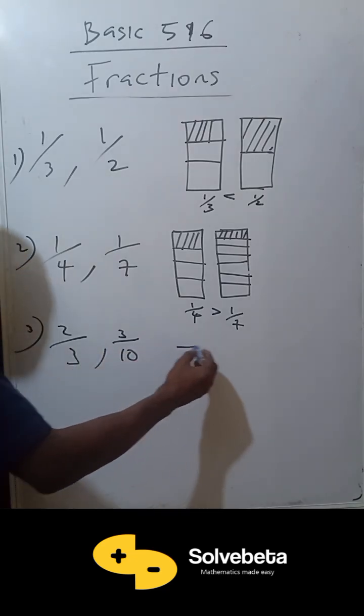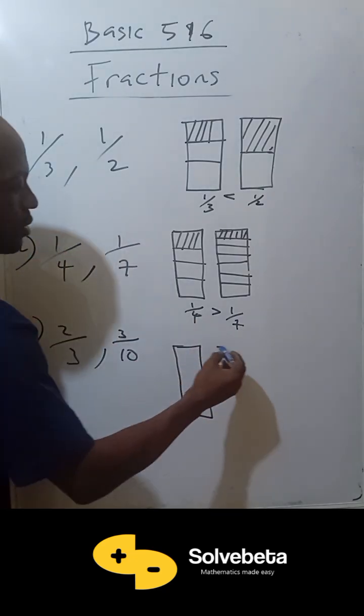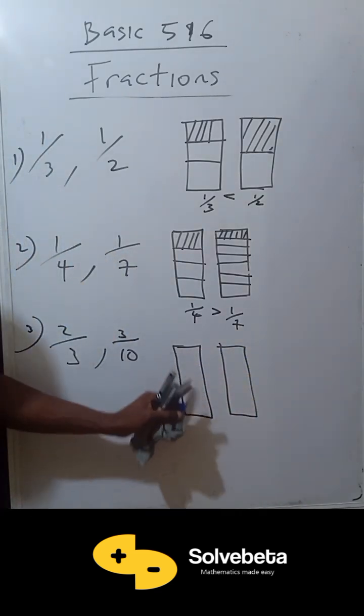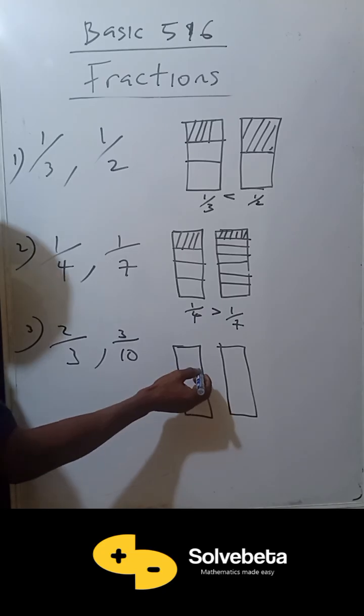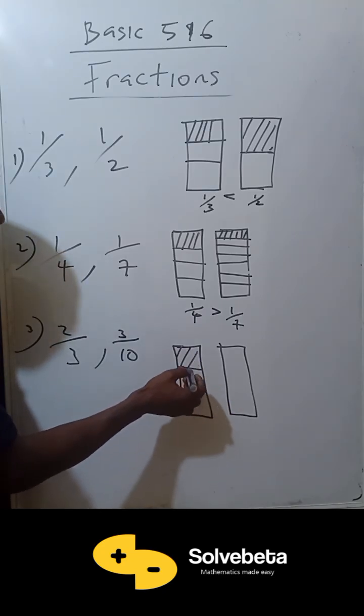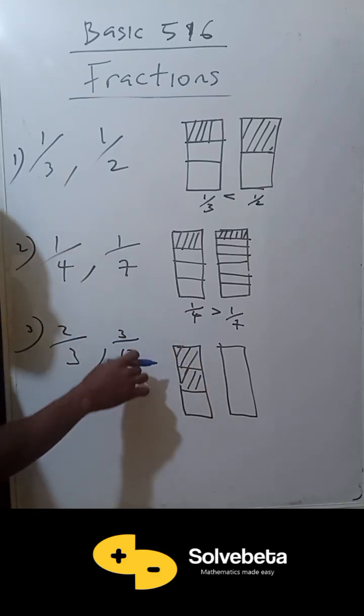2 out of 3. Let's say you have this. Now 2 out of 3 means that you divide this into 3 and you take 2. Let's divide it into 3: 1, 2, 3. I divide it into 3 and I take these 2 parts. Are you seeing it? Now this 3 out of 10, I divide it into 10 and I take 3 parts.